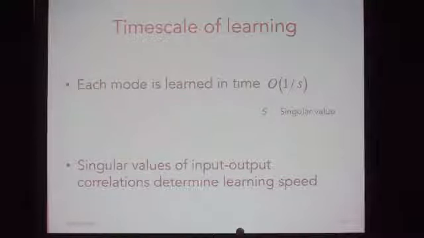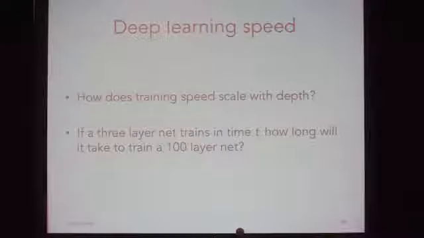But we can also ask much more central questions. For example, how does deep learning speed scale with depth? This is a critical question. If I train a 3-layer network, and then I train a 100-layer network on the same task, how much slower is that 100-layer network?